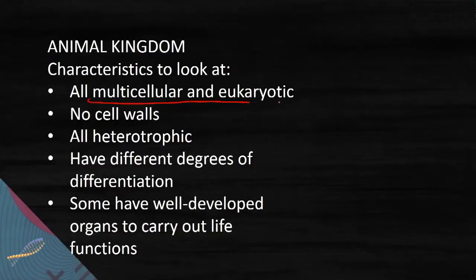First of all, eukaryotic, multicellular, no cell walls. We learned that in grade 10. Heterotrophic, animals have to be because they can't make their own food. And similar to the plant kingdom, we find animal groups that have got very little differentiation and other animal groups that have got lots of differentiation. And remember, differentiation means you can have different tissues which can carry out different functions, all of which help keep you alive.